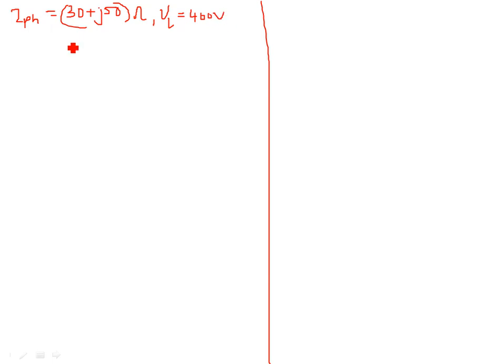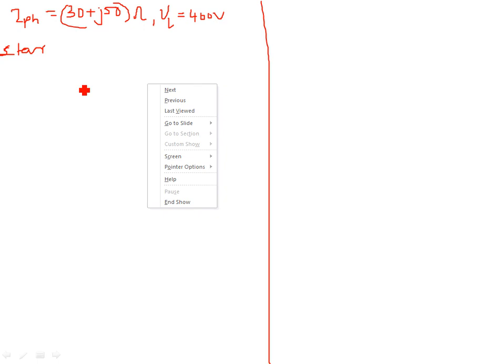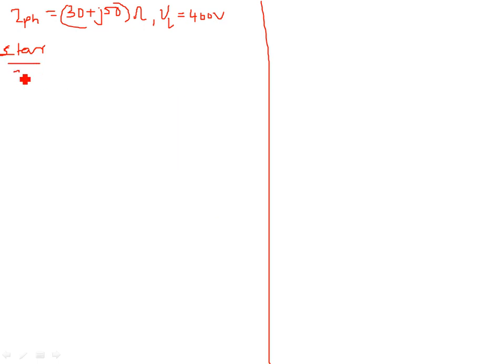When the same impedance is connected in star and delta, you need to find active power, reactive power, apparent power, line current and phase current. First we will do the star connection. To do that, first you find Z phase. Z phase you can find as root of 30 square plus 50 square.